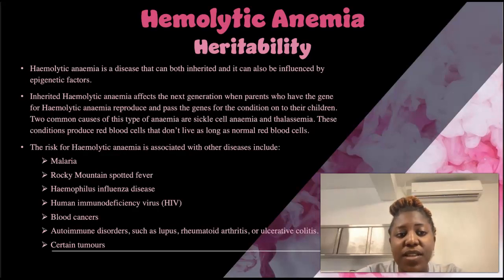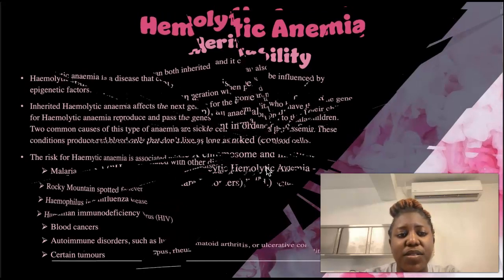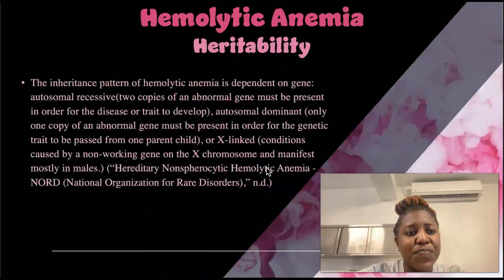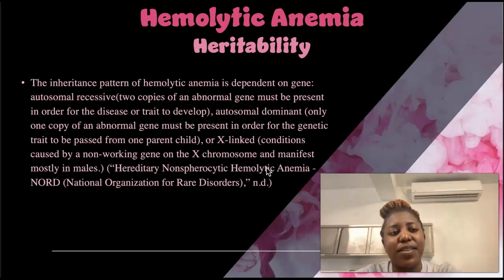The risk for hemolytic anemia is associated with other diseases such as malaria, Rocky Mountain spotted fever, Haemophilus influenzae disease, HIV, blood cancers, autoimmune disorders such as lupus, and certain tumors. To continue, the inheritance pattern of hemolytic anemia is dependent on the gene. What does this mean? So, autosomal recessive.